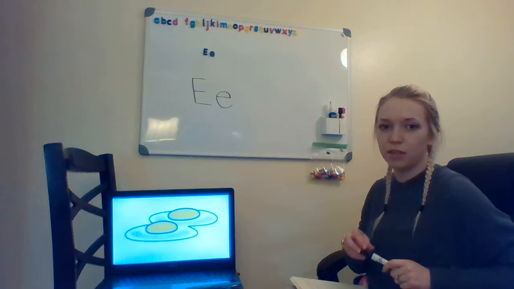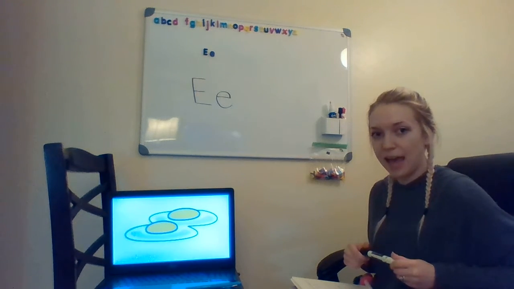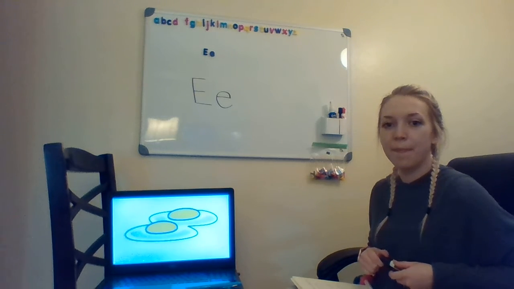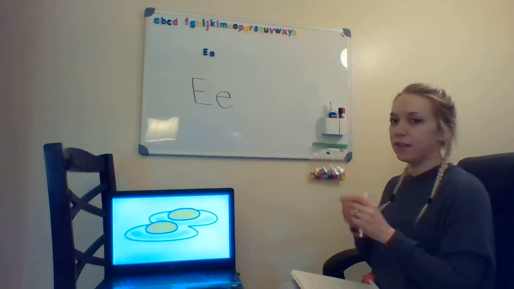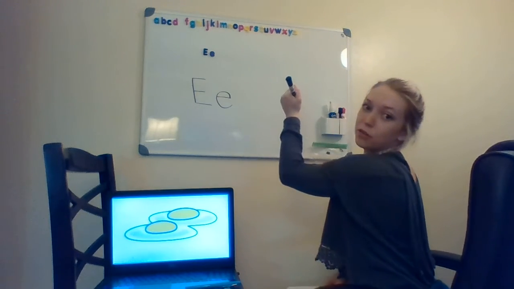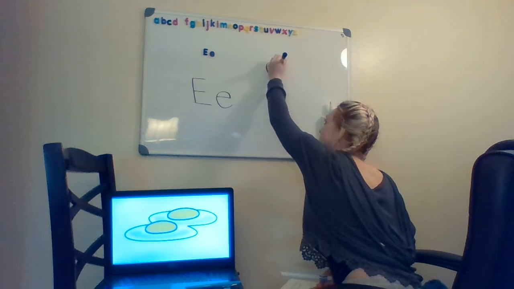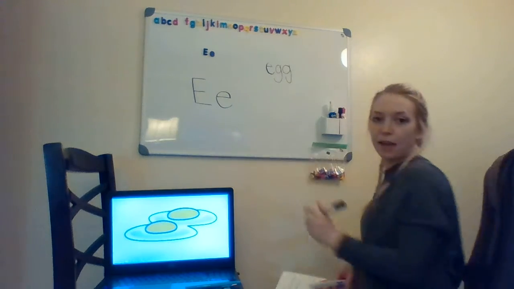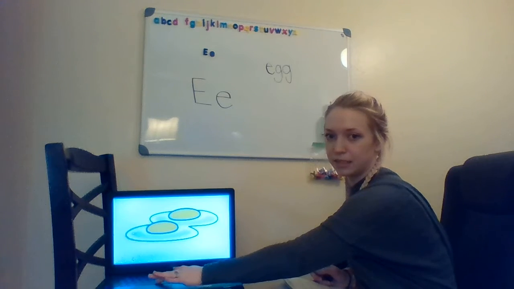This is our first picture. This is an egg. Does egg start with the eh or the e sound? Egg starts with the eh sound. Egg. So egg does start with an e. You're going to write the word egg up here. And if you want, you can write these words down too, but you don't have to. Egg. All right, let's look at our next picture.